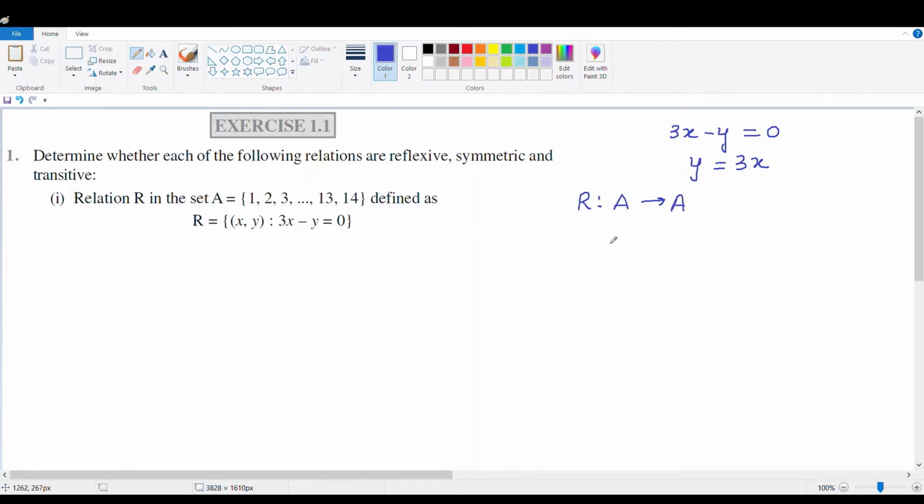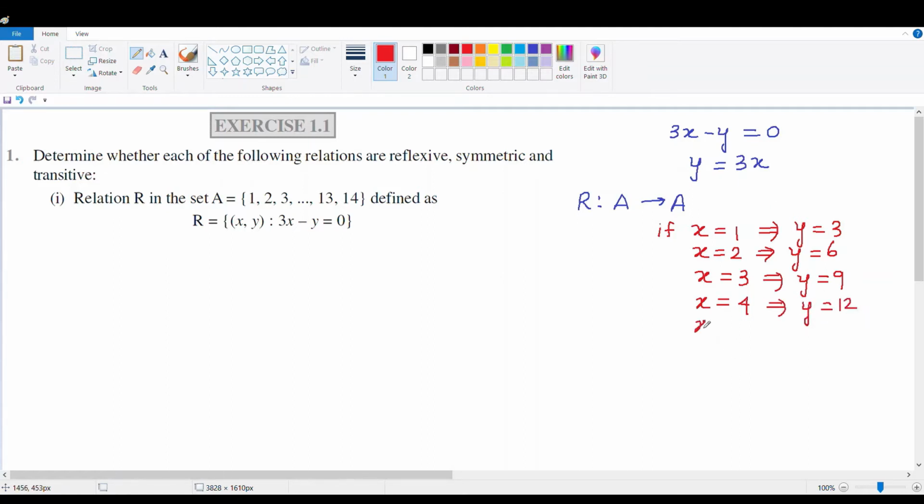So if you take x is equal to 1, then y is going to be what? You are given this relation y equals 3x. So 3 times 1, y is going to be 3. If you take x is equal to 2, then y is going to become 6. If x is equal to 3, then y is going to be 3 times 3, so 9. When x is 4, y is going to be 4 times 3, so 12. X equals 5, then y is going to be 5 times 3, so 15.